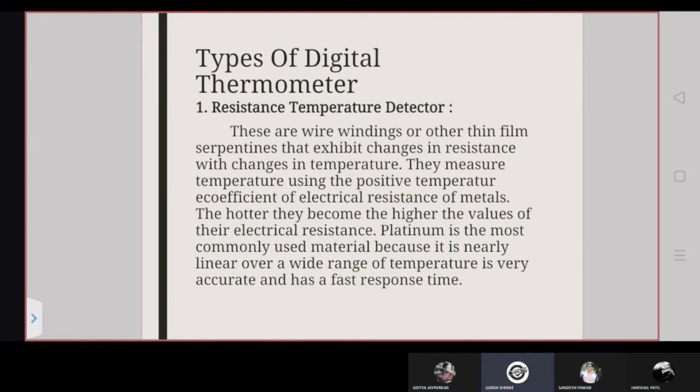Platinum is the most commonly used material because it is nearly linear over a wide range of temperature, is very accurate, and has a fast response time. Next.